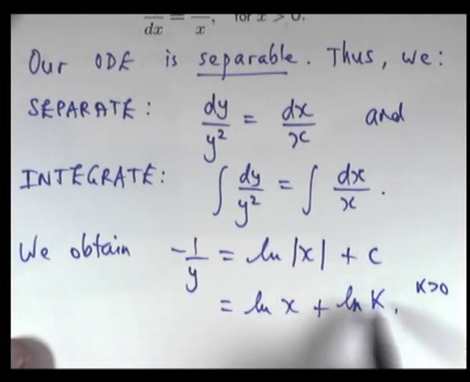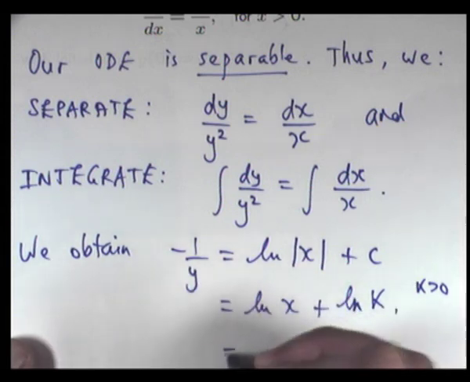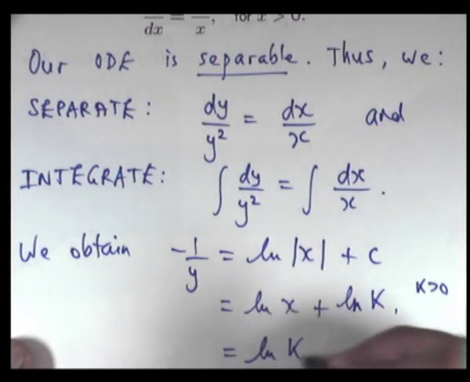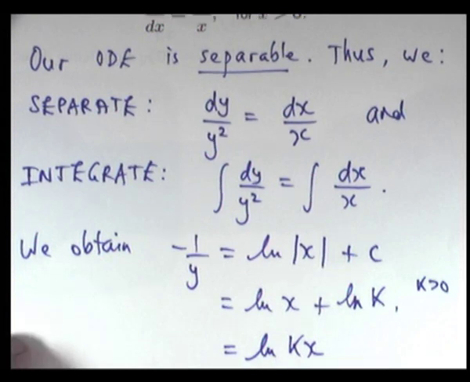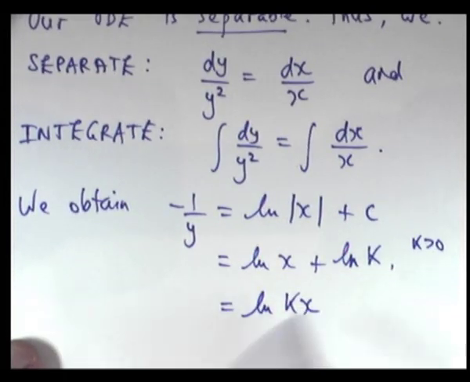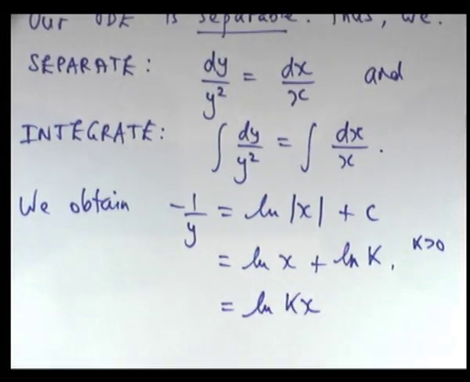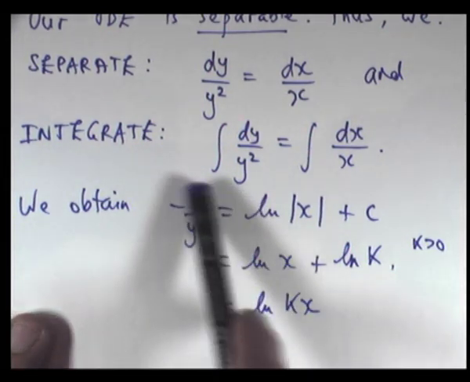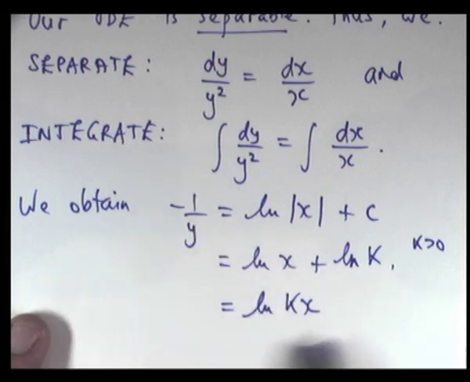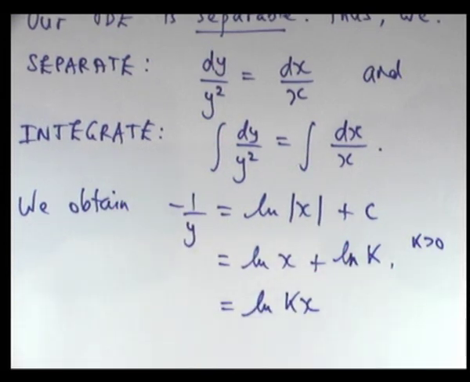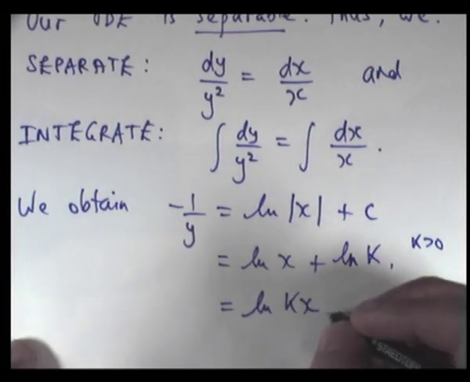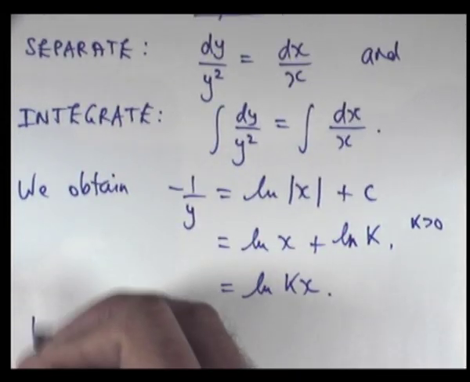Now I can use my log laws to combine these into log kx. Again, this is just simplifying, and it'll be nice to work with if we need to do something with our function at the end. So what I would like to do now is to make y the subject, so I have y equals a function of x. So let's do that.